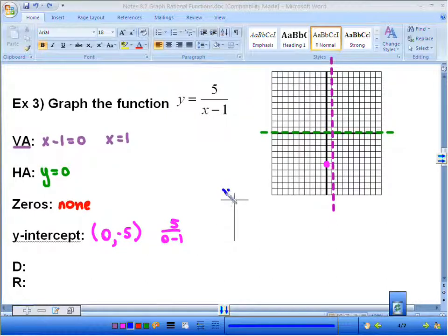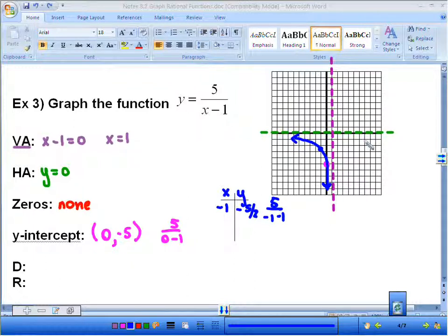Now I have to find other points so that I can draw the branches. I need a negative number for x so that I can draw the left side of my asymptote. If I plug a -1 into the equation, when x is -1, that's 5 divided by -2, which is -5/2, -2.5. So at -1, I have a point here at -2.5, and now I can just go ahead and draw my branch.